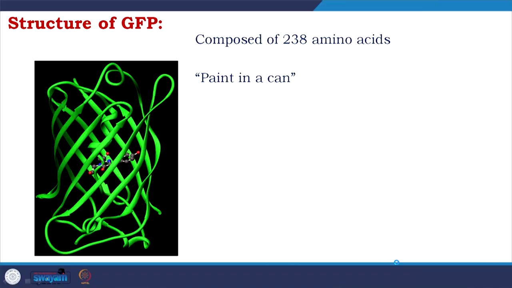So, we talked about this much. Let's take a look here. This protein is composed of 238 amino acids. It is called a pentone can because, as I explained already, and I am going to talk a few words about that, it could come in any and every color. The overall structure, as you see, is a beta barrel, but inside that, you could see that there is an alpha helix, and the fluorophore is attached; the amino acids are attached in the alpha helix.